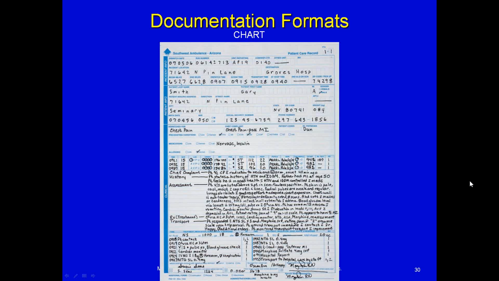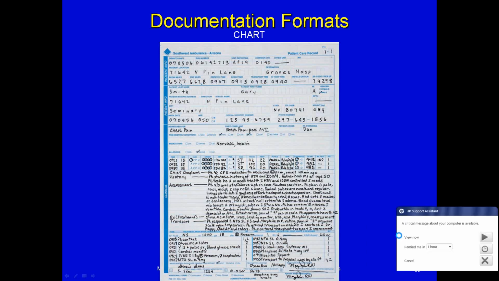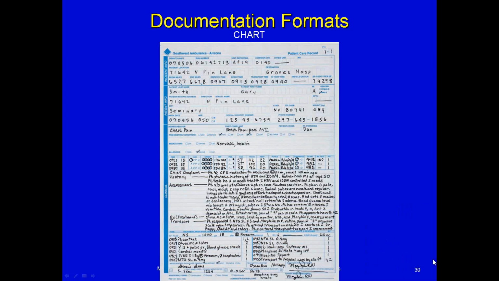And here's an example of CHART, where down below here you can see that they've put in the chief complaint, the history, the assessment, the Rx that's considered, and then the transport, or things that occurred during the transport.